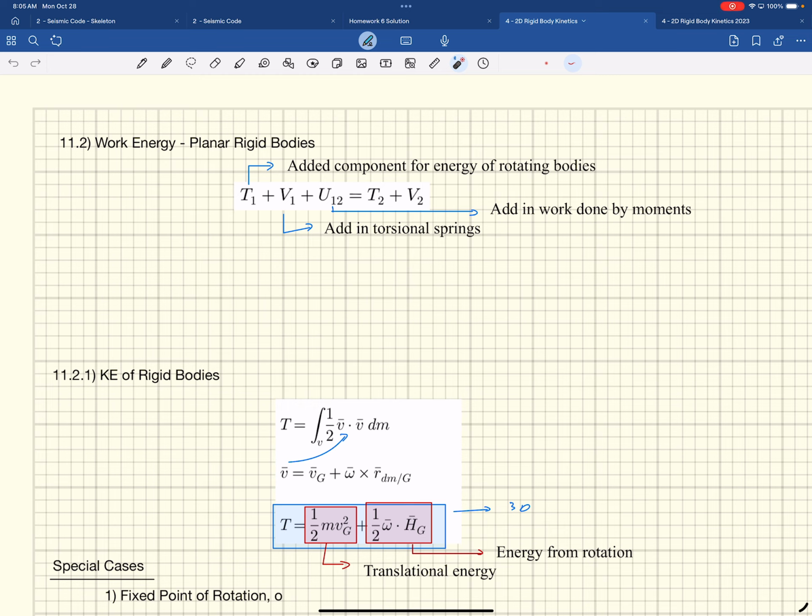All right, and then we were in the middle of this guy right here. This guy's starting out at state 1 over here, and it's rolling over there. And what they want us to find is omega over here at state 2, right? And again, very clear that it's a work energy problem because it's talking about state 1, state 2, and velocities, right? Omegas, as opposed to forces, right? And they give us all the information we need.